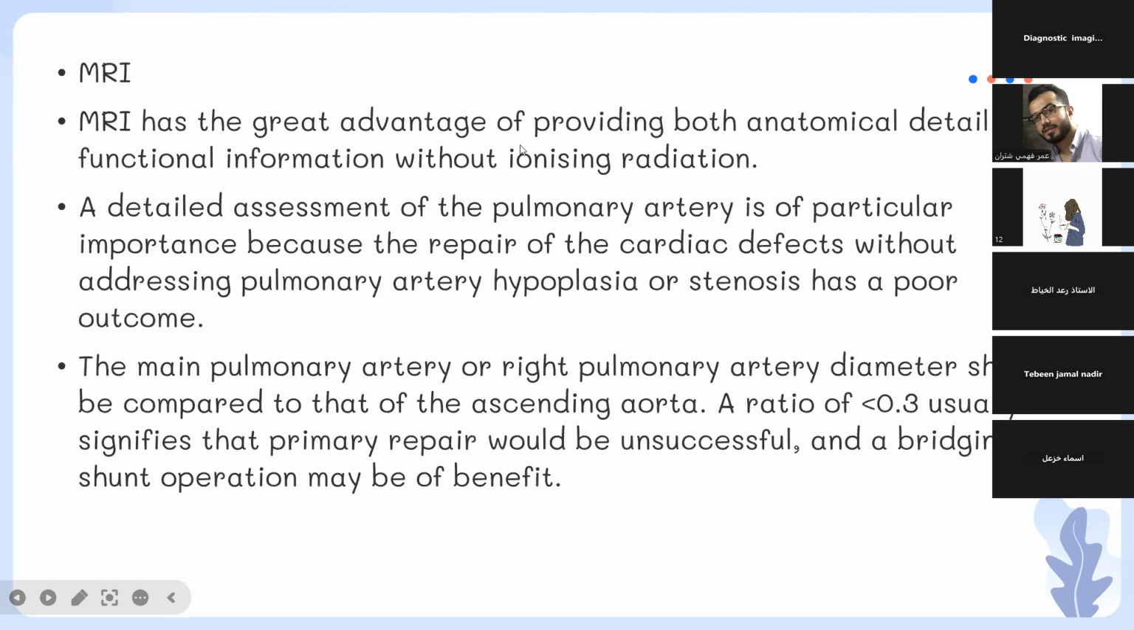MRI has the great advantage of providing both anatomical details and functional information without ionizing radiation. A detailed assessment of the pulmonary artery is of particular importance because the repair of a cardiac defect without addressing pulmonary artery hypoplasia or stenosis has a poor outcome. The main pulmonary artery or right pulmonary artery diameter should be compared to that of the ascending aorta. A ratio of less than 0.3 usually signifies that primary repair would be unsuccessful, and the bridging shunt operation may be of benefit.